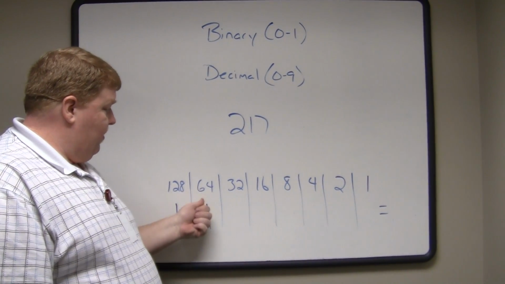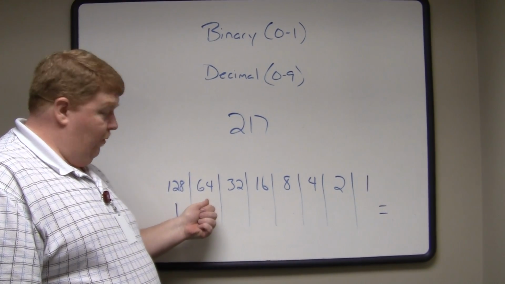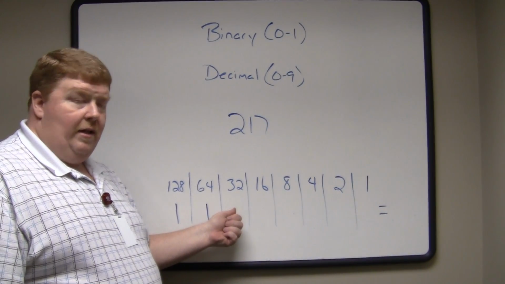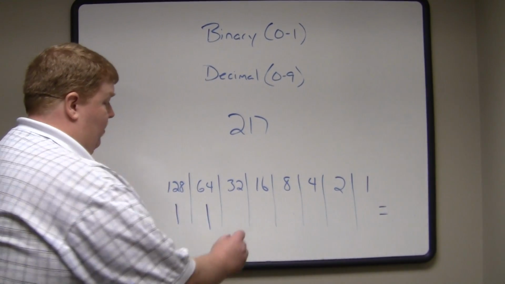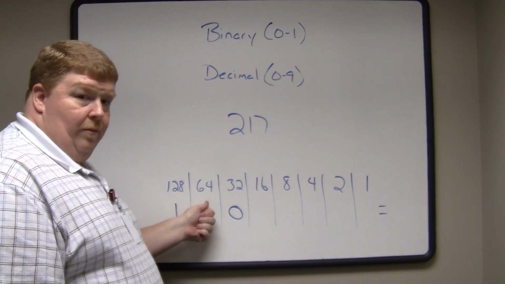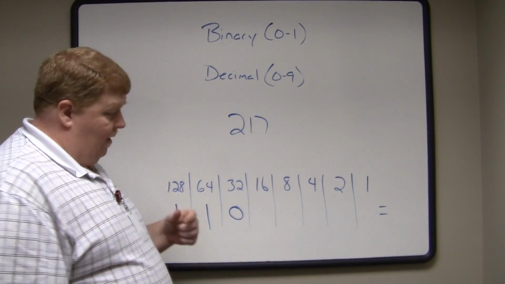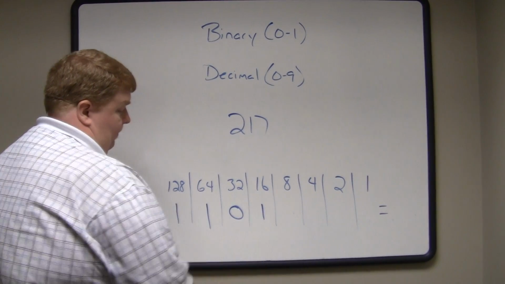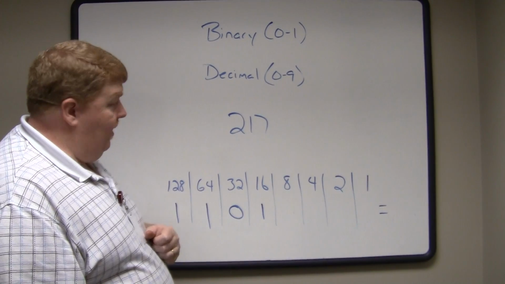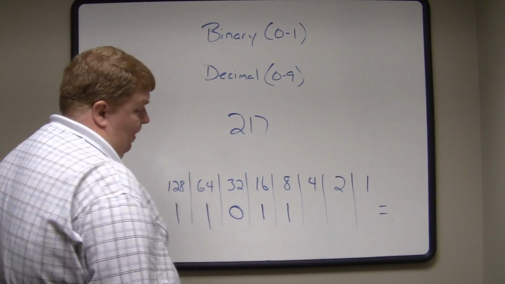So 128 plus 64 plus 32. Well, 128 plus 64 is 192, plus 32 is 224. Does 224 go into 217? Obviously not, it's too big. So in this one we will have a 0. Now we're back to 192 plus 16 is 208. Can 208 go into 217? Obviously it can. So there'd be a 1 there. Now, 208 plus 8 is 216. Will that go into 217? Yes, it will. So there'd be a 1 there.